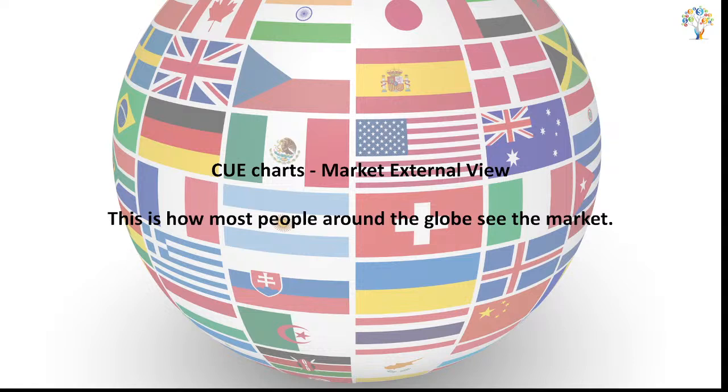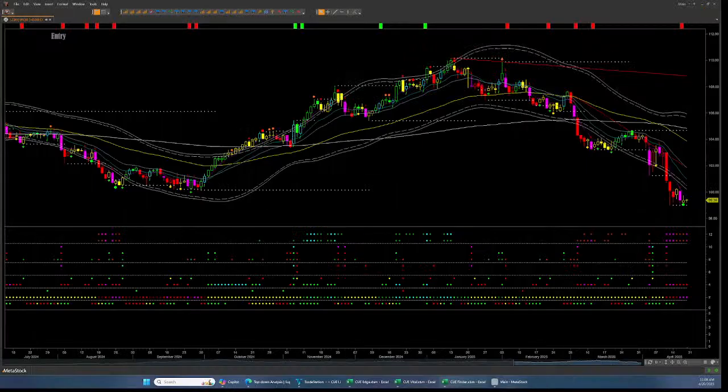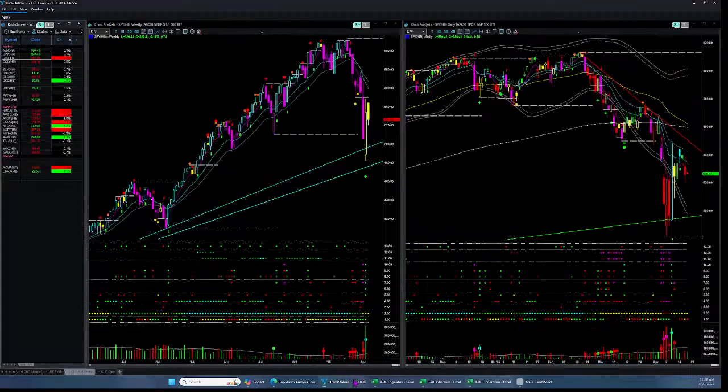External view, this is how most people around the globe see the market. SPY, in both weekly and daily, the trendline support held beautifully. That is why when price came near the support levels, and because of the fact that 3-month new high low and percentage of stocks above 50-day moving average were extremely oversold, I was willing to buy at that point, and that worked beautifully. Now it rallied.